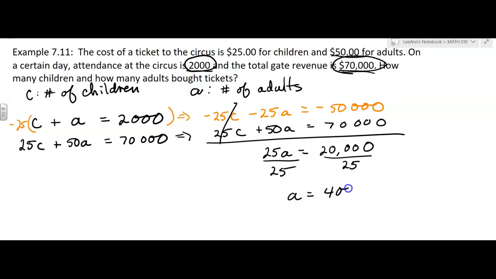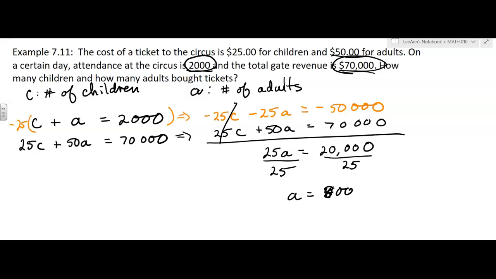400? I might double check that on a calculator just to make sure. I don't want to lead you astray. 20, 1, 2, 3, 4. Well, 2 and then 4 zeros, divided by 25. Oh, well, except I divided wrong. It was 800. Good thing I checked. Okay, so it was 800 adult tickets.